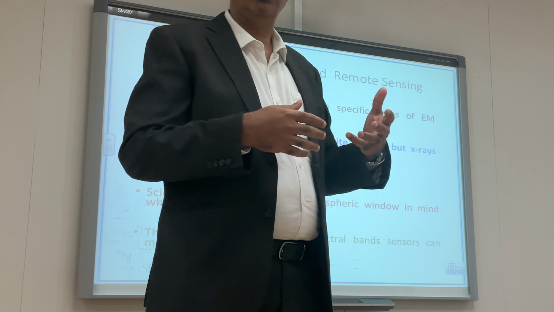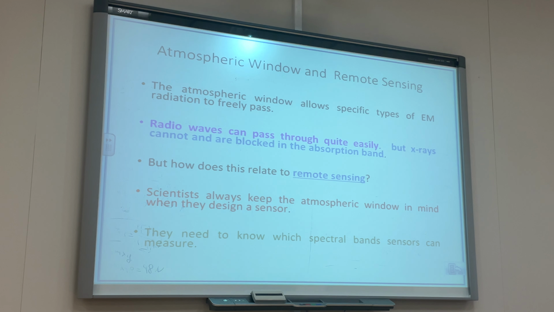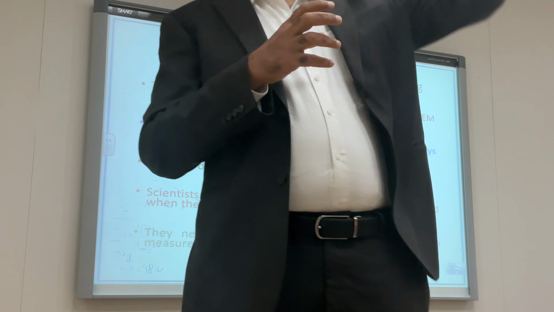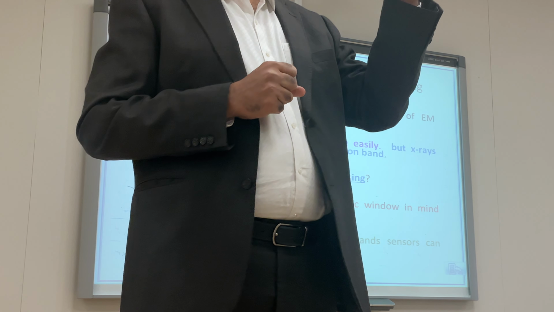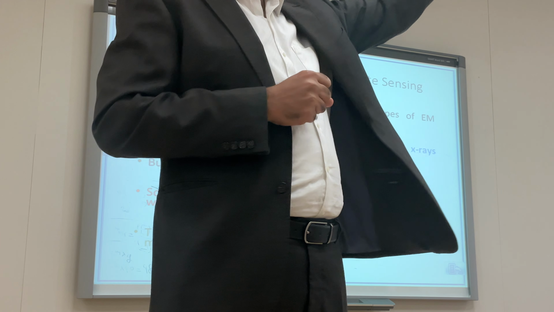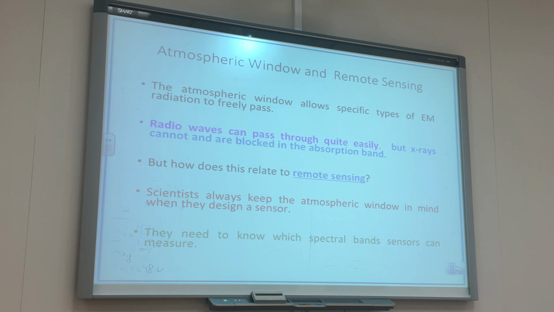Should I repeat the question? A scientist designed a sensor, and that sensor could detect X-rays coming from the atmosphere. He put that sensor on a satellite, and the satellite went into space. And what was the purpose of the satellite? To do remote sensing of the Earth, not outer space, of the Earth. So do you think that sensor will be of any use?